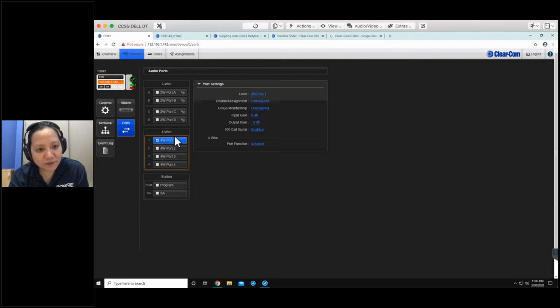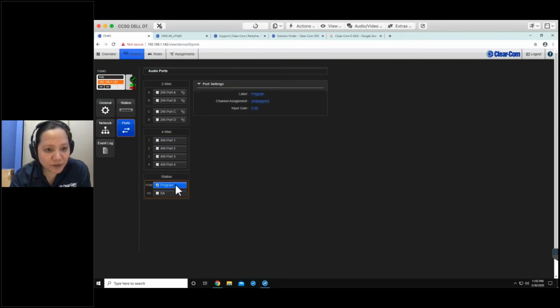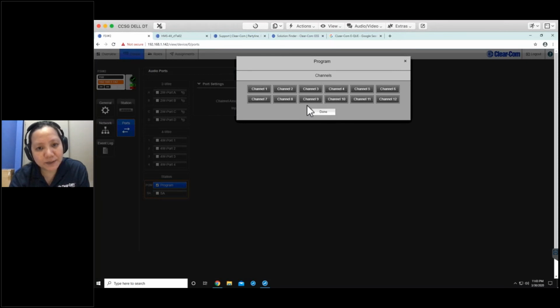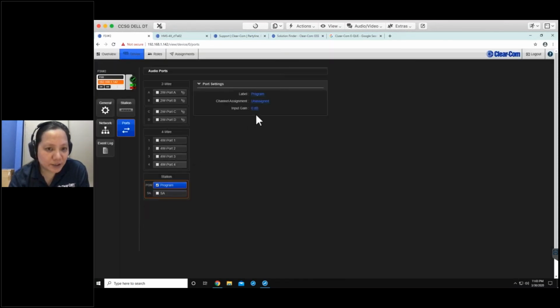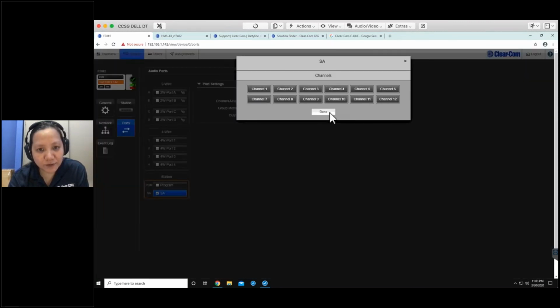Okay, so this is the four-wire ports. This is the program port. It's not assigned to any channel at the moment, but you could send it to any of the 12 channels available here. You could adjust the input gain. This is a stage announcement port. Again, you could assign it to any channel if you want, and you could add a group membership.